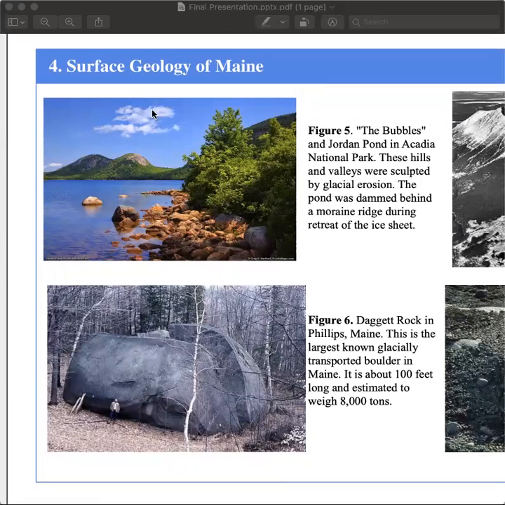In Figure 5, you can see the bubbles depicted here and Jordan Pond in Acadia National Park. These hills and valleys were sculpted by glacial erosion. The pond was dammed behind a moraine ridge during retreat of the ice sheet. In Figure 6 is Daggett Rock in Phillips, Maine. This is the largest known glacially transported boulder in Maine. It's about 100 feet long and estimated to weigh 8,000 tons.